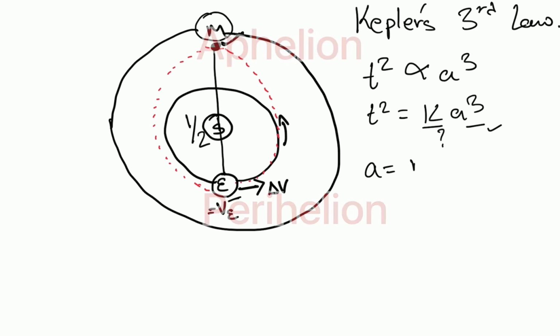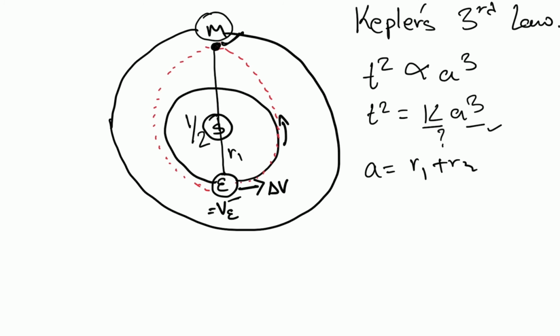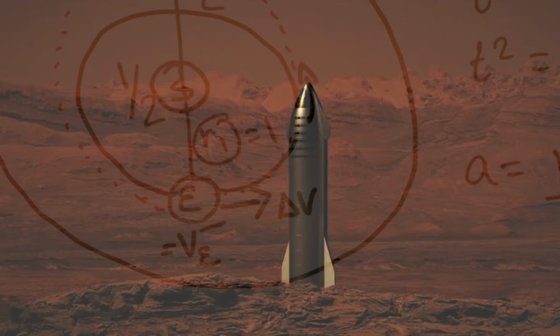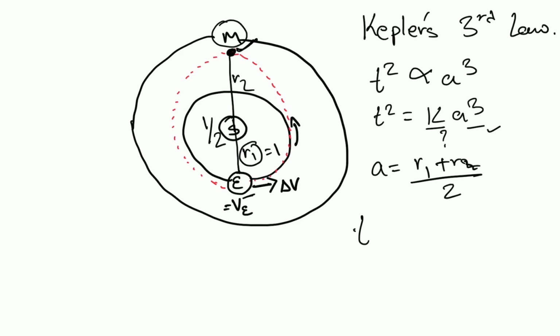So a equals the sum of the distances between Earth and Sun and Mars and Sun, divided by 2. And all these units are in astronomical units, which is defined as the distance between the Sun and the Earth. The time required is just the square root of the cube of the semi-major axis. Putting the values and using a calculator, we get the time is approximately equal to 1.47 years.